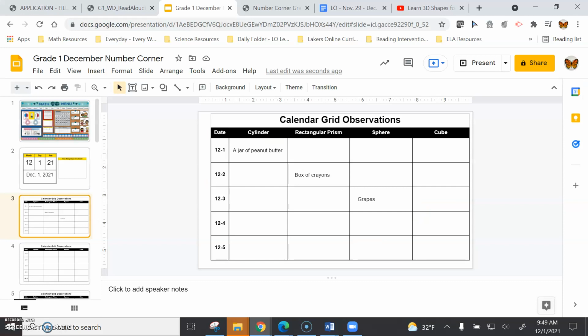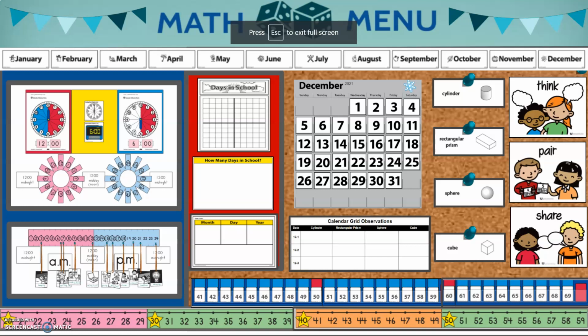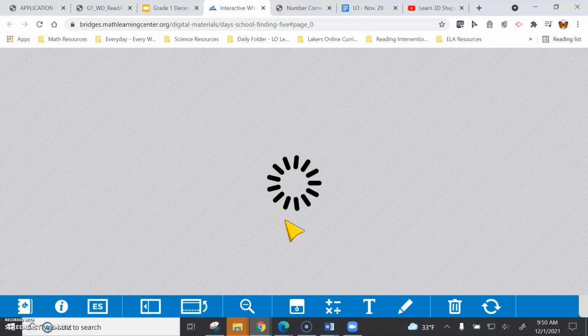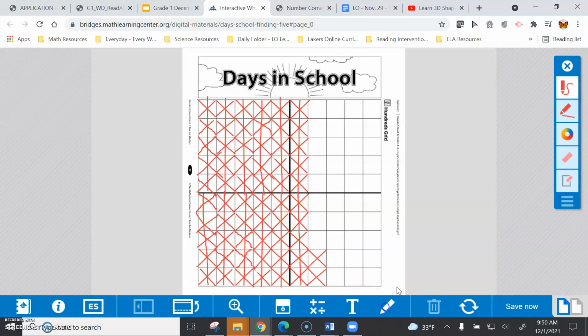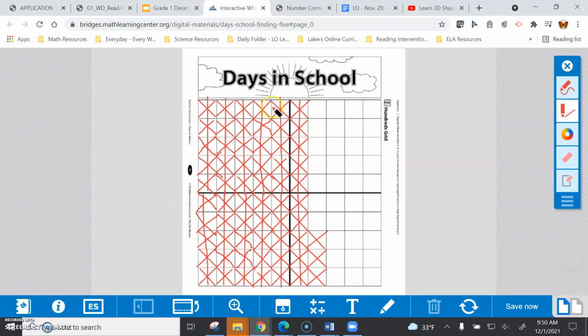Let's move on with our activities. It's time for us to now explore and add another day to our chart. We have been in school now for a lot of time. We added on another day, and now we have 10, 20, 30, 40, 50, 60, 63 days. 63 days.